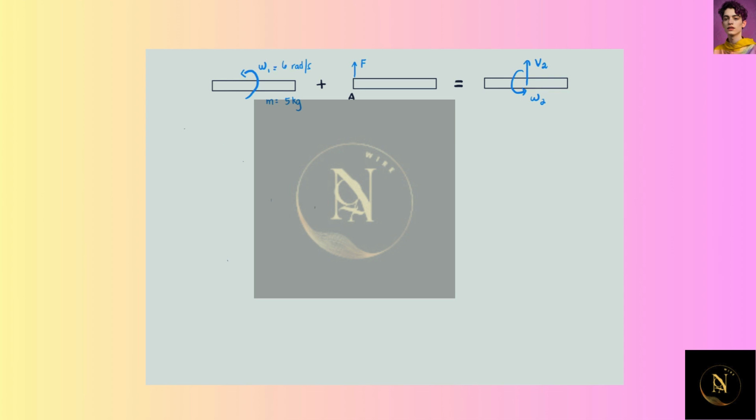In this problem, we need to solve for the angular velocity of the bar and the velocity of its mass center upon impact. So I have here a sketch of the problem. The bar with mass m, 5 kilograms, initially rotating at angular velocity omega 1 with a value of 6 radians per second, hits a latch producing an impulse at point A, as you can see in the second part of the diagram, and causing it to rotate with a different angular velocity omega 2 and move its center of mass with a linear velocity v2, as you can see in the last part of the sketch.